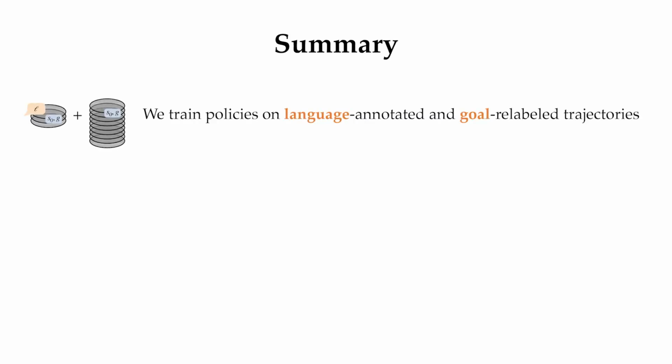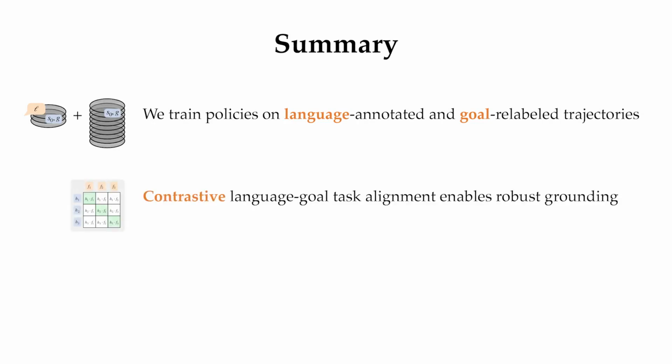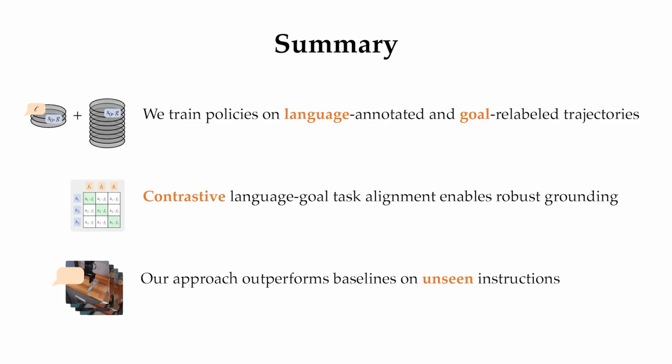In summary, our approach is able to train on language annotated and goal relabeled trajectories. Contrastive task alignment enables robust grounding and transfer. We then show this approach outperforms baselines on unseen instructions across scenes.